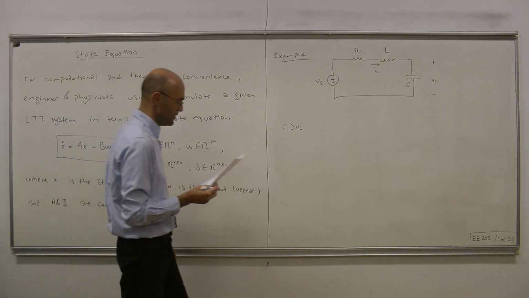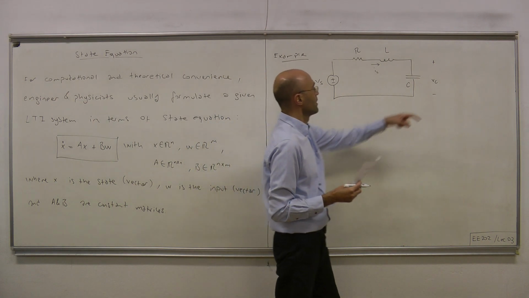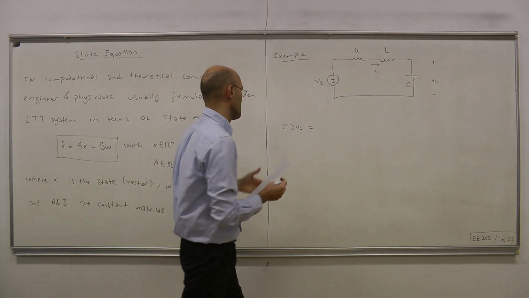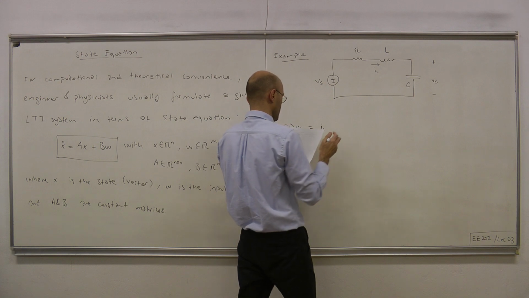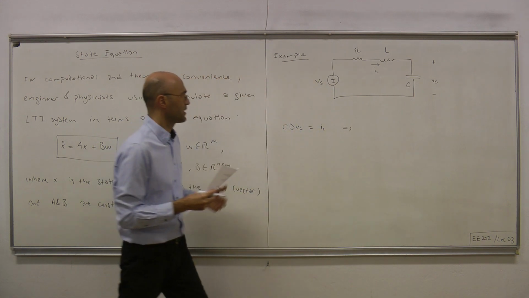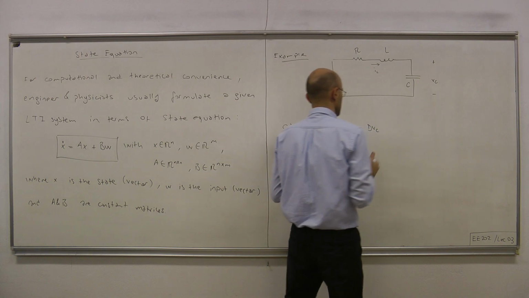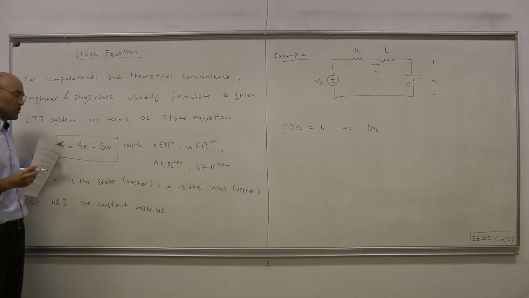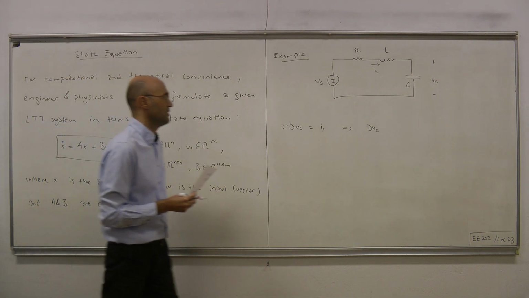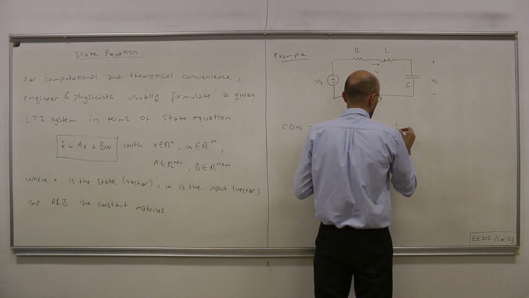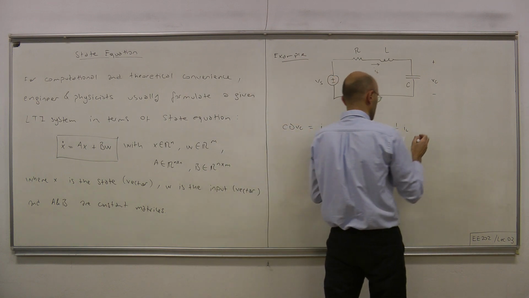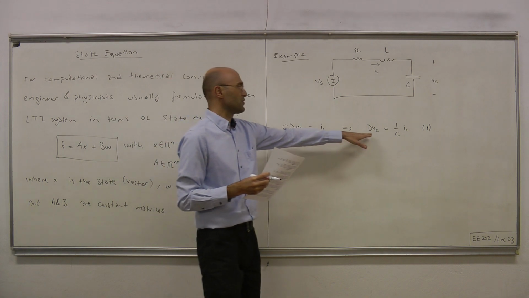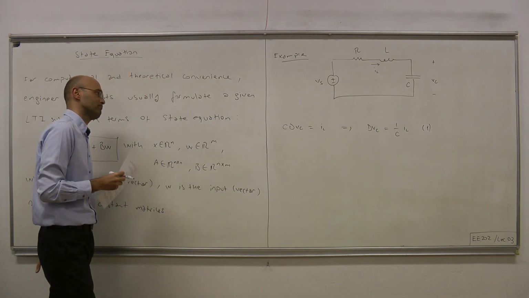What we know is C dVC equals IC, and IC equals I, because there's only a single current in the circuit. From this equation, we can write VC dot. Note that the dot notation means derivative with respect to time. VC dot equals 1/C times I. Let's call it equation 1. Eventually it will be the equation that describes our first state variable.